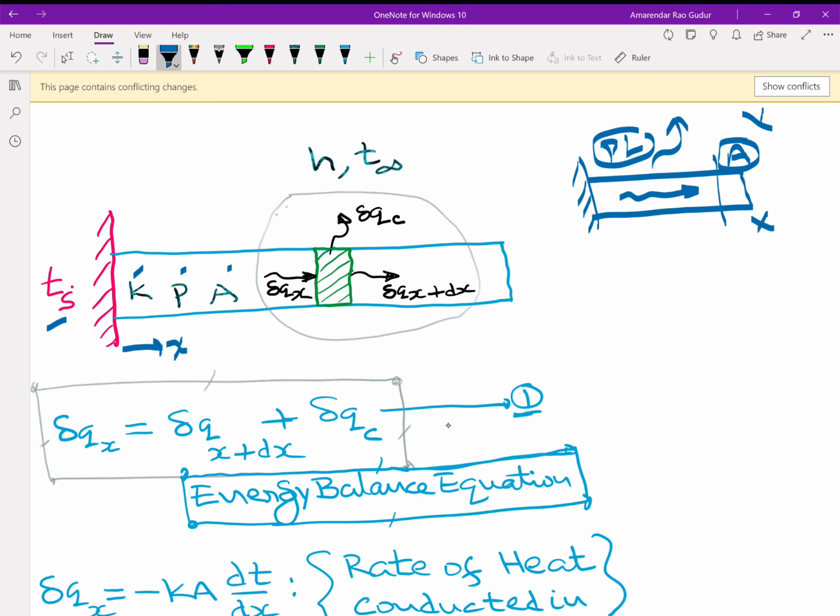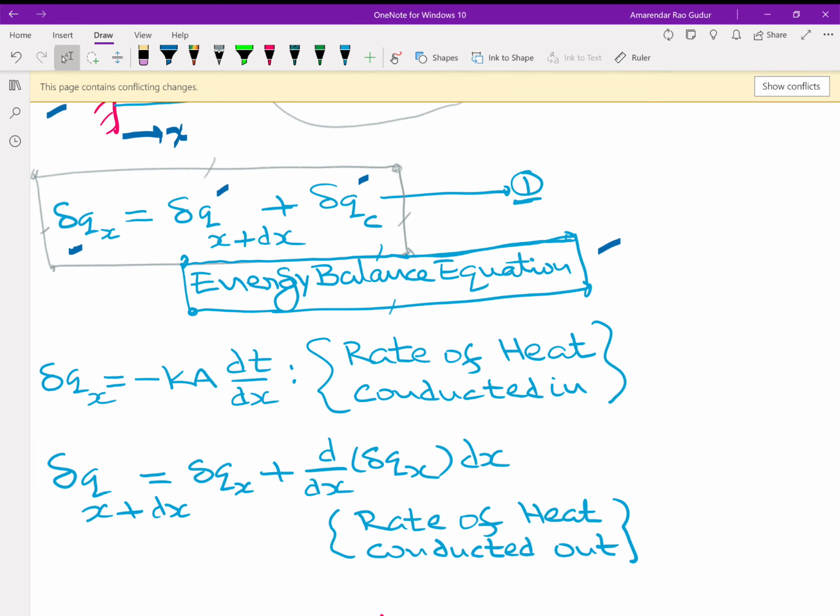Then we assume that delta Qx is the energy coming into the element by conduction. Delta Q x plus dx is the energy going out of the element by conduction. And delta Qc is the rate of energy going out by convection on the perimeter. For this elemental strip to be in equilibrium, energy coming in by conduction should be equal to energy going out partly by conduction and partly by convection. This is the first law of thermodynamics, the so-called energy balance equation.